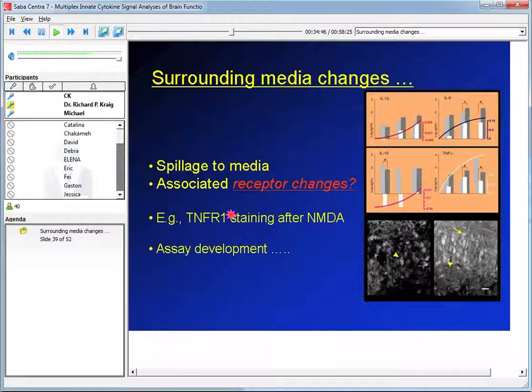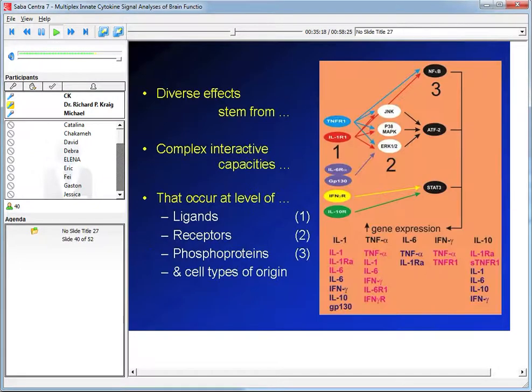And that's what we think is happening, and we're pursuing it now in our signal analysis paradigms. This is just TNFR1 immunostaining normally, and then after NMDA injury. You'll see that on the neurons here, although this isn't double labeling, there's a dramatic increase in TNFR1 on neurons. There's probably astrocytes in the background here in addition, but within hours of creating a TNF-alpha signal, you're already changing the receptor for it. So not only do you change cytokine ligands, but you certainly change receptors.